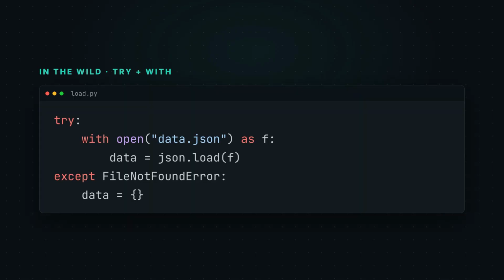Here's real code, and you read it in one breath. Open the file safely with a with block. Load it. And if the file just isn't there, catch that and fall back to an empty dictionary. Safe, calm, no crash. That's confident error handling.